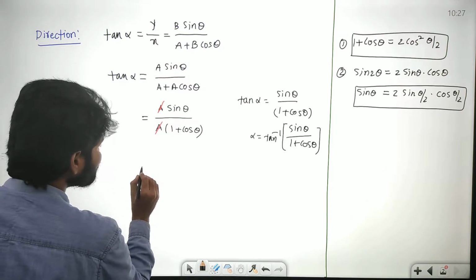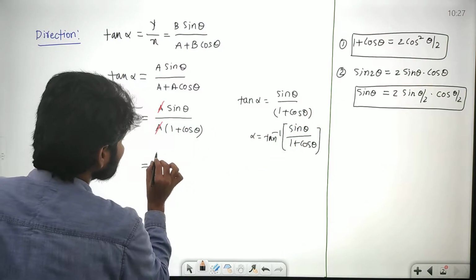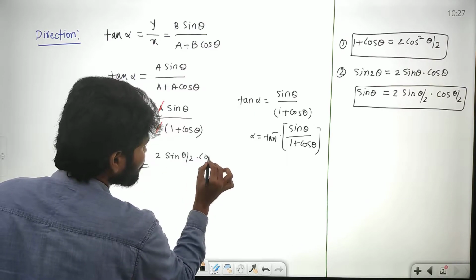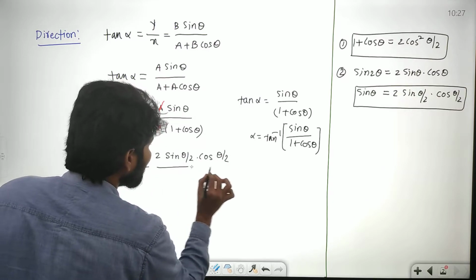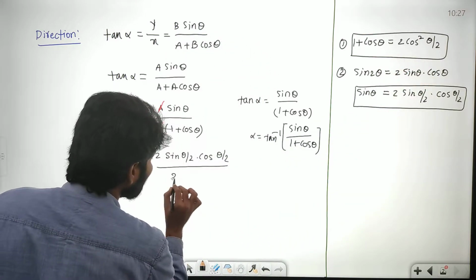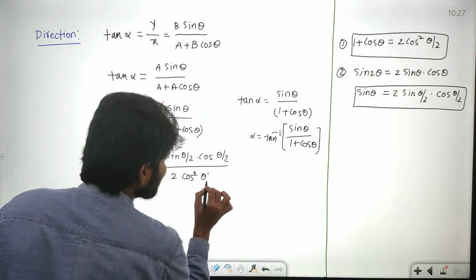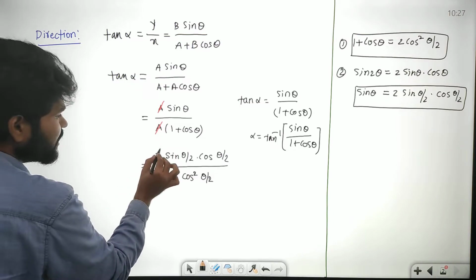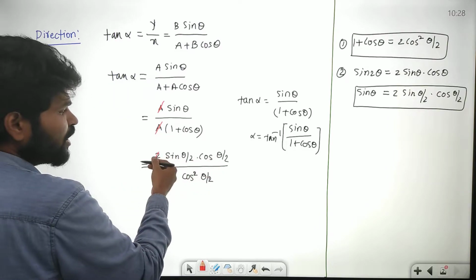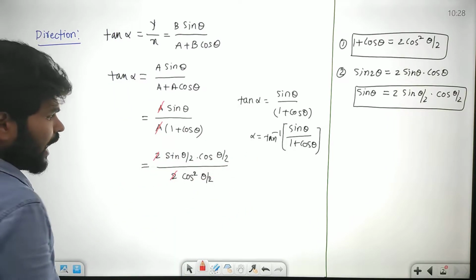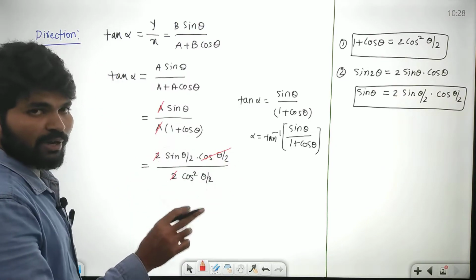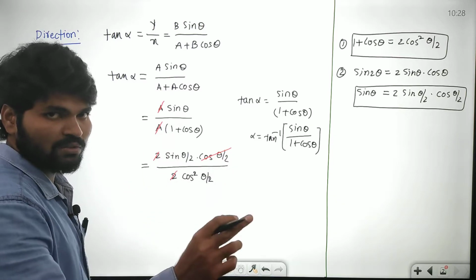Substitute here: sin theta is nothing but 2 sin theta by 2 cos theta by 2, divided by 1 plus cos theta, for which I am substituting 2 cos square theta by 2. See here, these two will cancel each other, because one is in the numerator and the other in the denominator, and this cos theta by 2 cancels, since cos square theta by 2 is nothing but two times cos theta by 2.